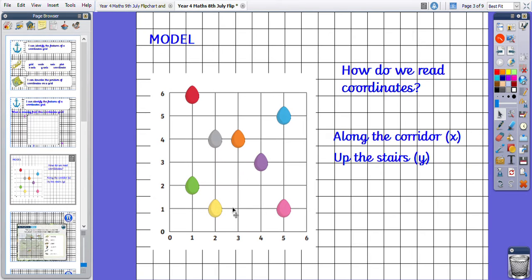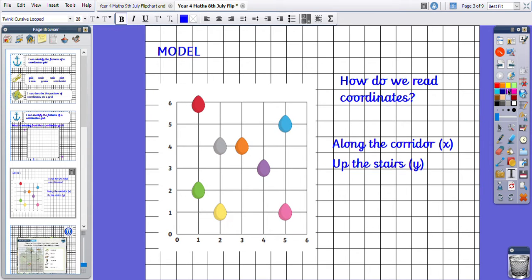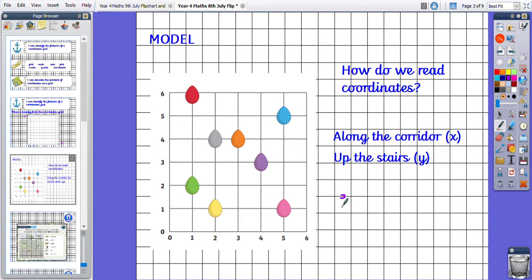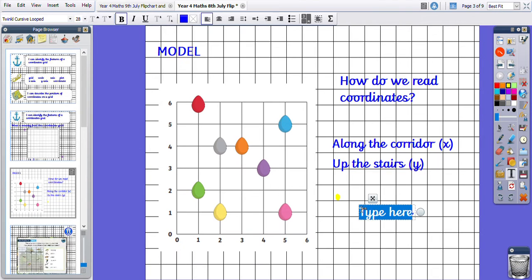So if I want to read the yellow egg, then I would go along the corridor, so it is next to 2, and up the stairs, so I'm travelling up the stairs 1. So the coordinate for the yellow egg would be 2, 1, and remembering that we always put our coordinates in brackets. So have a little go now, see if you can think about what the other coordinates would be.